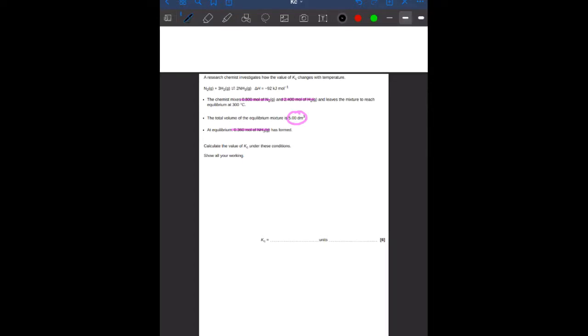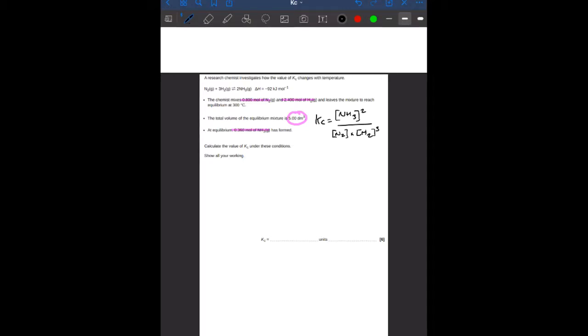So first things first, we're going to need a Kc value. Kc equals products, NH3 squared over the concentration of N2 times the concentration of H2 to the power of 3. We need to know the concentrations at equilibrium. It's no good just using 0.8 moles of nitrogen and working out its concentration. That was not at equilibrium. We need it at equilibrium.